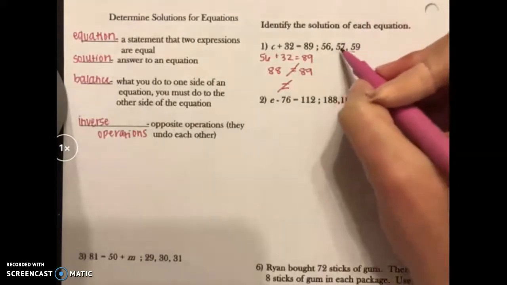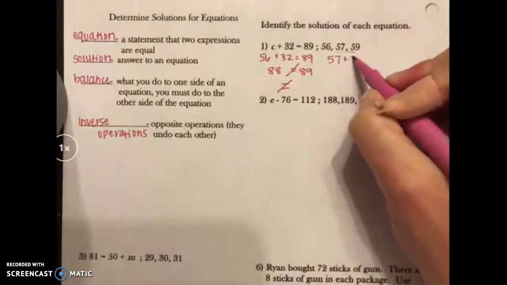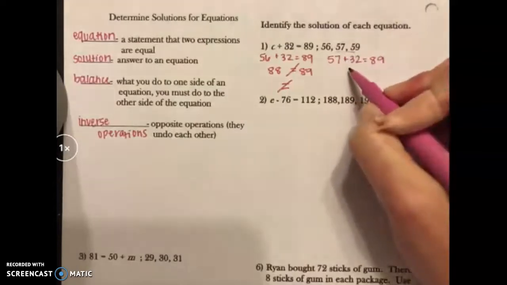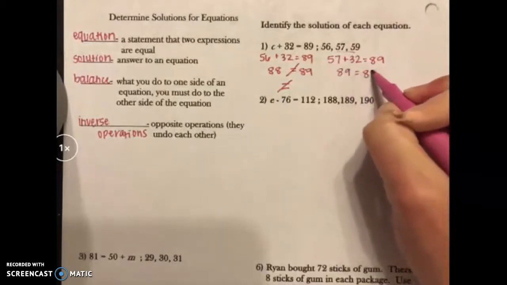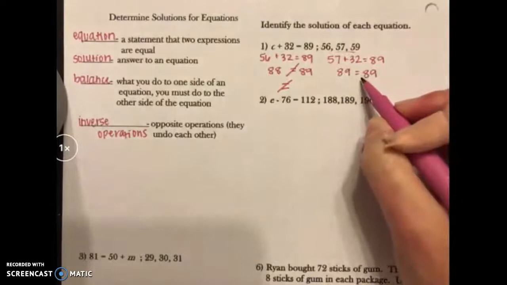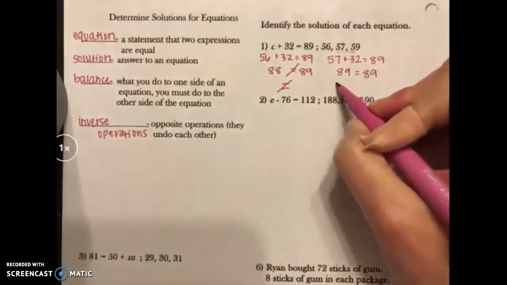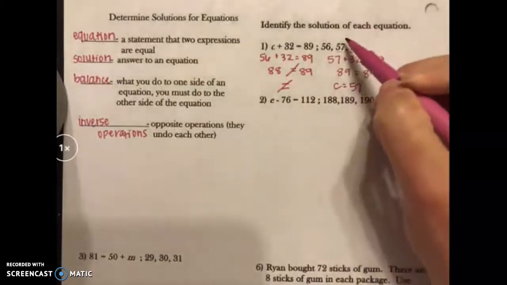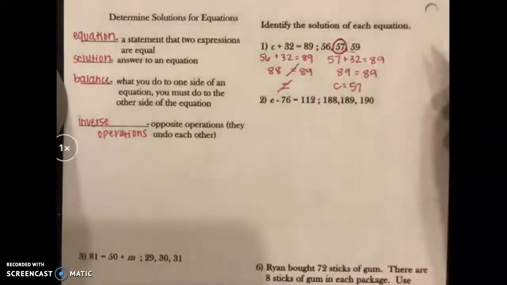All right, so now let's try 57. 57 plus 32 equals 89. Okay, are these equal to each other? Yes, these are equal. So that means that C could be equal to 57. Okay, so this 57 is what fulfills our C. That's what makes this statement true.